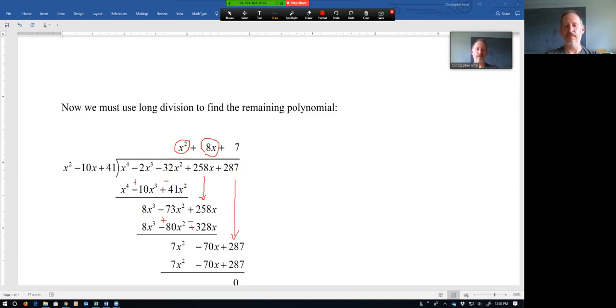What times x squared would give me the 7x squared? That's going to be the 7. Multiply through by 7, 7x squared minus 70x plus 278. So changing the signs, I get a remainder of 0, which should happen. So this is my other factor of the original polynomial here. So now I know this polynomial factors into this one from the imaginary zeros that were given, and this one I got from long division.